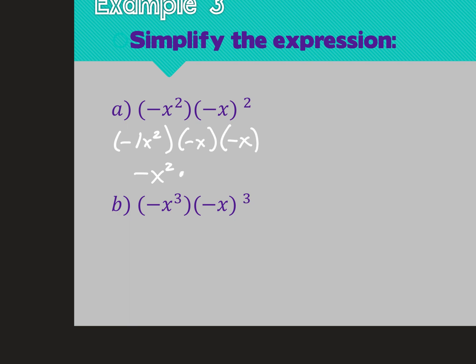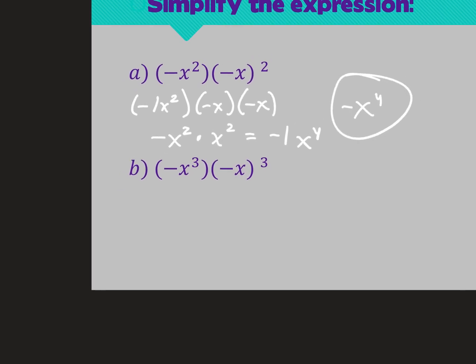So when we simplify this, -1 times x squared is -x squared. And then -x times -x is positive x squared. So when we multiply these together, -1 times 1 is -1. And then same base, x and x gives you x to the fourth. And we don't write that 1, we would just leave it as -x to the fourth.